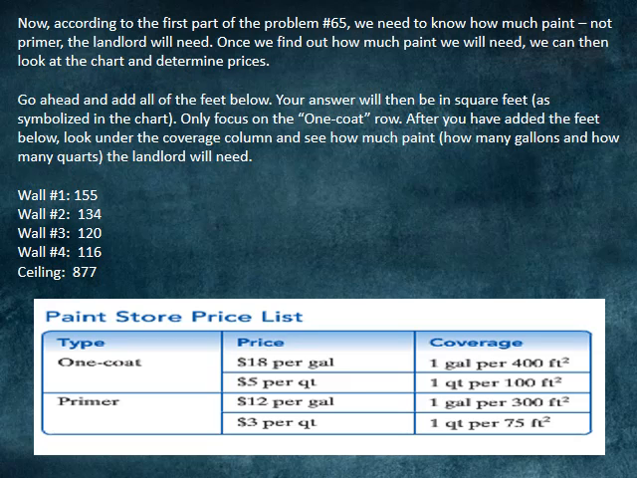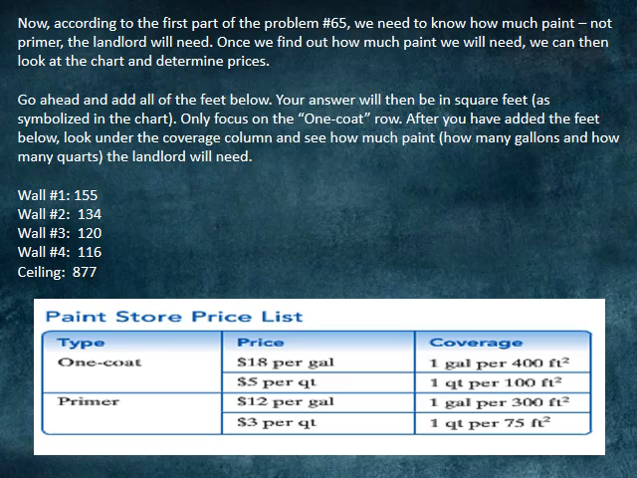After you've added the feet, you want to look at the coverage column and see how much paint that you're going to need. So look at the coverage column, not the price just yet. We want to look at the coverage first, then we can determine the price. So you need to know how many gallons from the total, and then how many quarts, that's something that you'll have to take into consideration. And then from there, you can figure out the price.